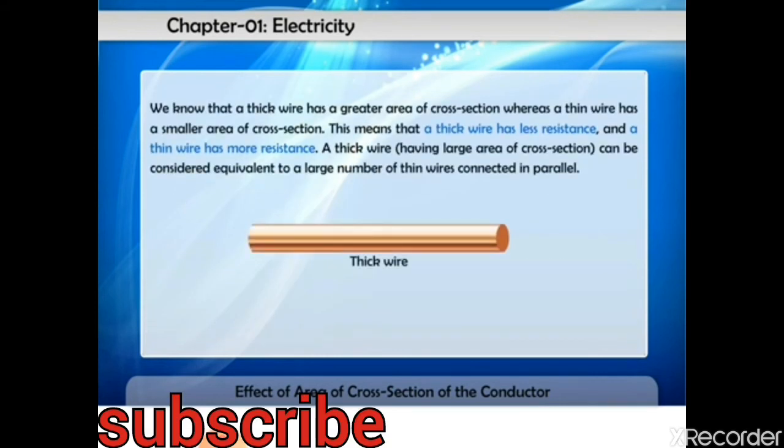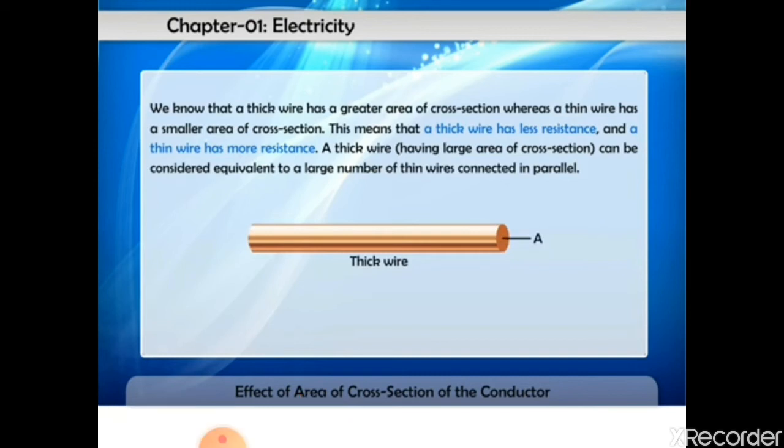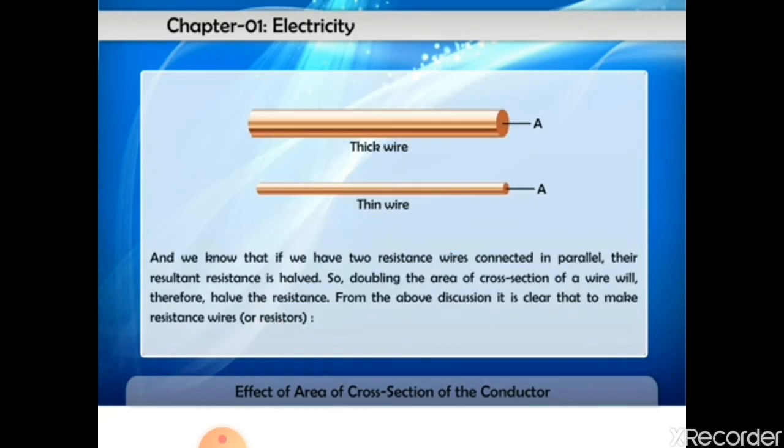We know that a thick wire has a greater area of cross-section, whereas a thin wire has a smaller area of cross-section. This means that a thick wire has less resistance, and a thin wire has more resistance. A thick wire having a large area of cross-section can be considered equivalent to a large number of thin wires connected in parallel. And we know that if we have two resistance wires connected in parallel, their resultant resistance is halved. So doubling the area of cross-section of a wire will, therefore, halve the resistance.